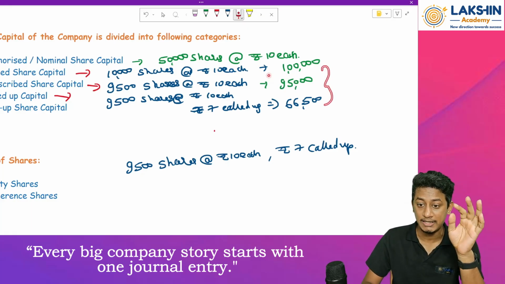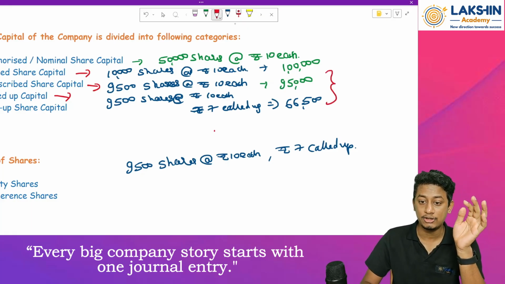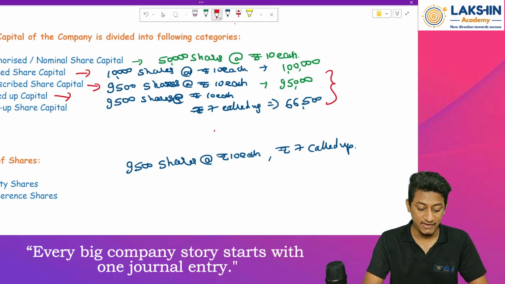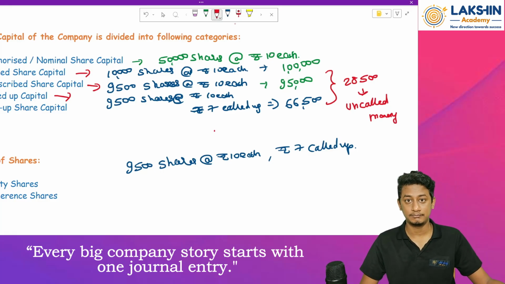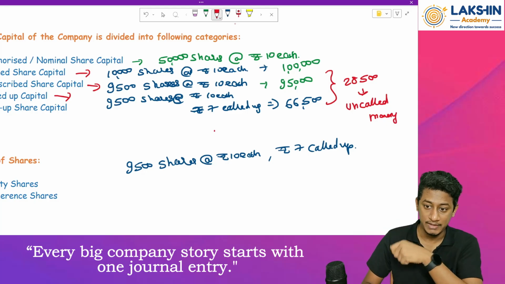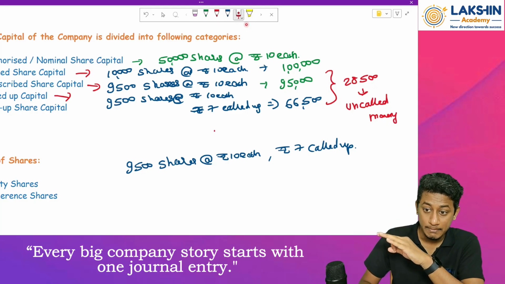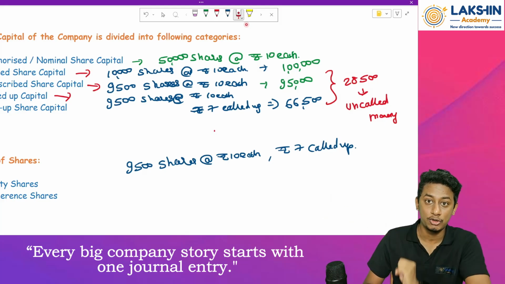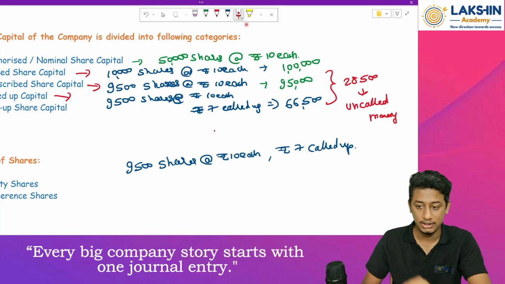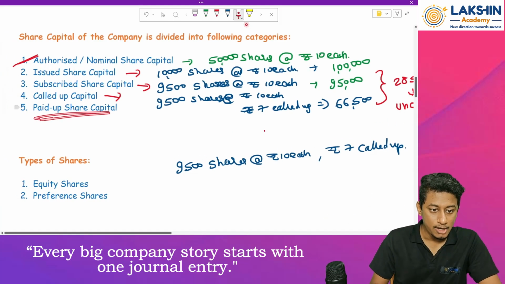So because of this, I have till now received 66,500 rupees. How much is pending to be received? So 95,000 minus 66,500 will be rupees 28,500. This is called uncalled money. That means this money is still to be called up. See, the company is supposed to receive it, but the company has still not made a call, still not asked people to pay the money. This is what is called a call. Clear? Okay.